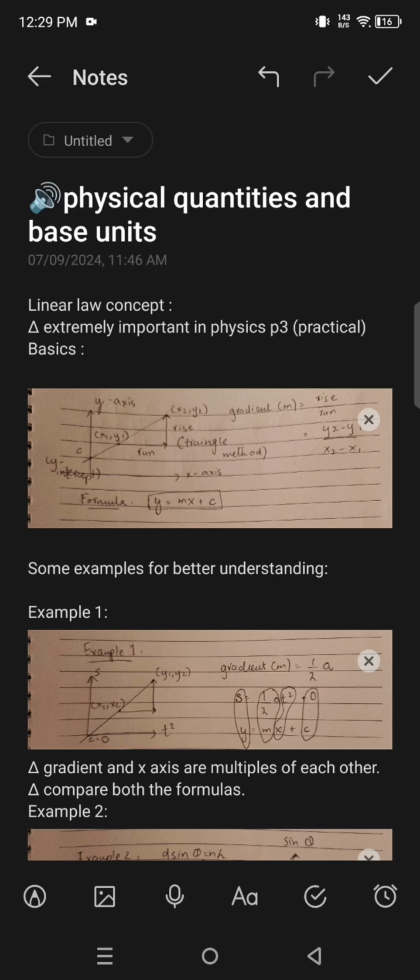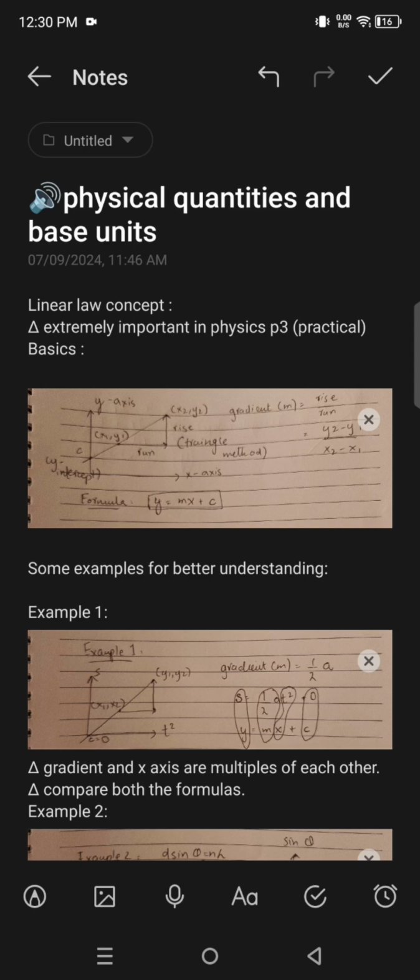You have the triangle, rise over run, and the axis labeled x1, y1, x2, y2. Now it's extremely important to make this triangle and to label the axes as numericals in your P3 because you have specific marks for this as well. And now you can find the gradient, which is represented by m, rise over run, y2 minus y1 over x2 minus x1. The formula which is given as y is equal to mx plus c, consisting of all of these components, is used to find the y-intercept.